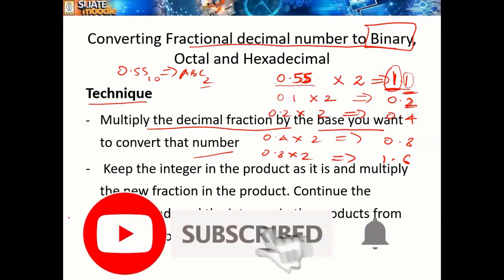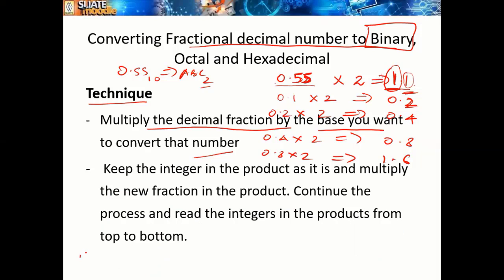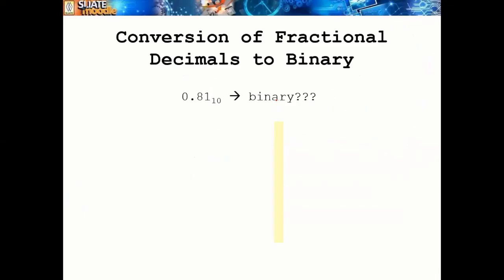Now earlier in the case of integer number, we took from bottom to top, but here for the decimal number we have to take it from top to bottom, right? So let me take one more example and explain it in Tamil, right? So it will be very clear, right?